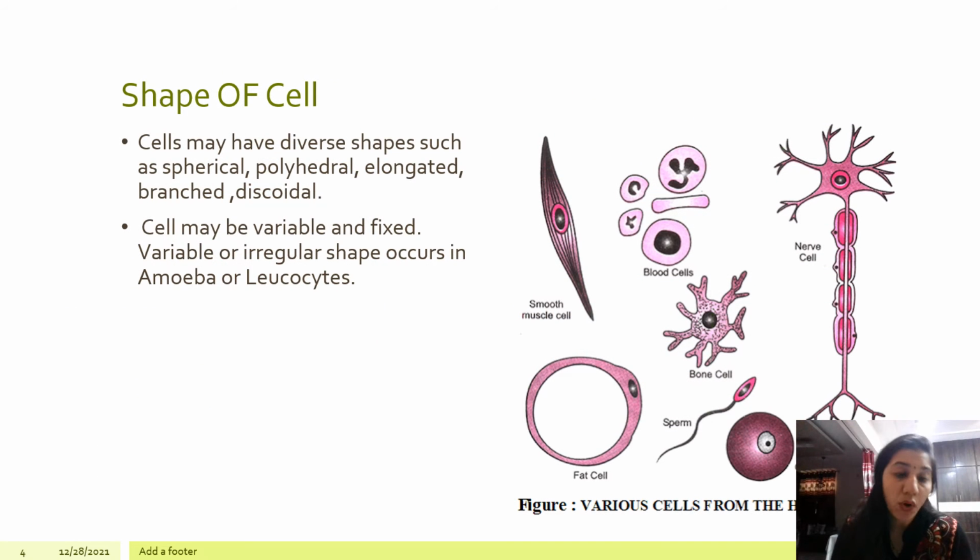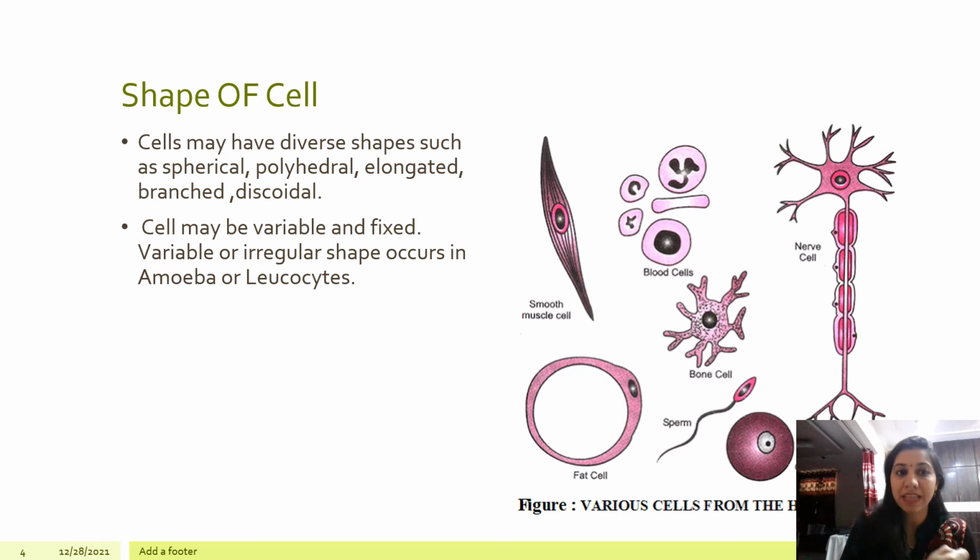Next is the shape of the cell. Different organisms have different types of cells, and they perform different functions. So they are diverse in nature and they have to perform different functions, so they are different in shape as well. Some are circular in shape, some are polyhedral, some are elongated, some are branched, discoidal, and some cells are irregular in shape as well, means they do not have any fixed shape, they are variable.